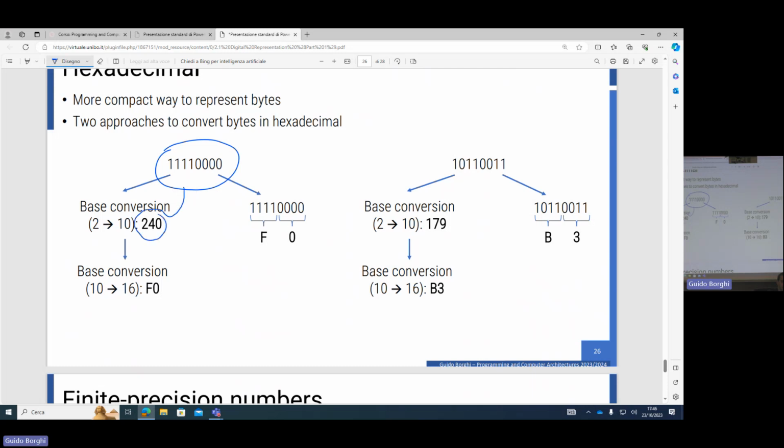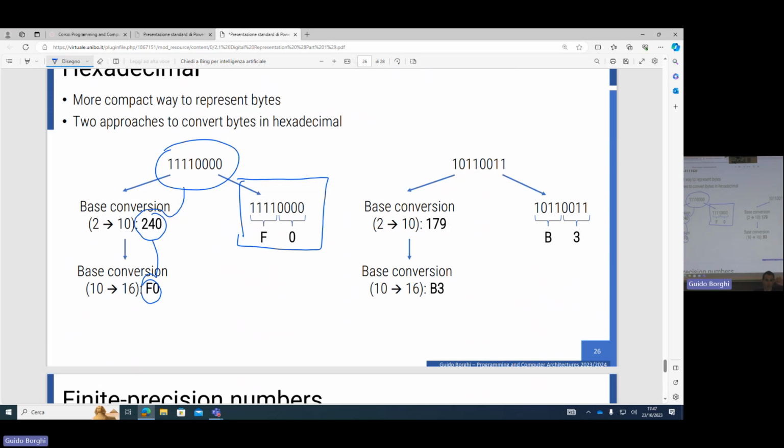We pass from the decimal representation, and then we convert the decimal representation into the hexadecimal representation using the table, dividing by 16. But the other way to convert numbers, the easier way, is to divide the binary number in groups of 4 digits, and then we can convert each group of 4 digits using the letters or the numbers in the hexadecimal representation.